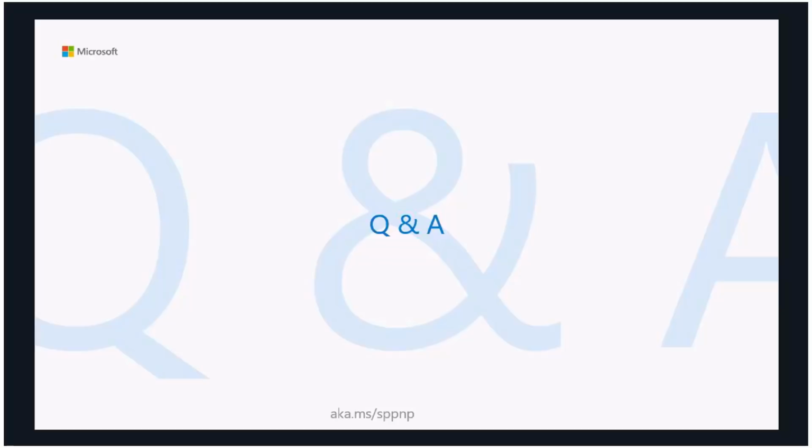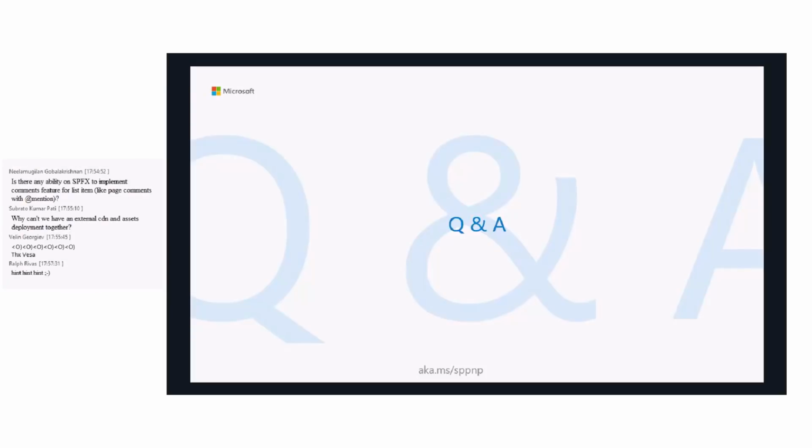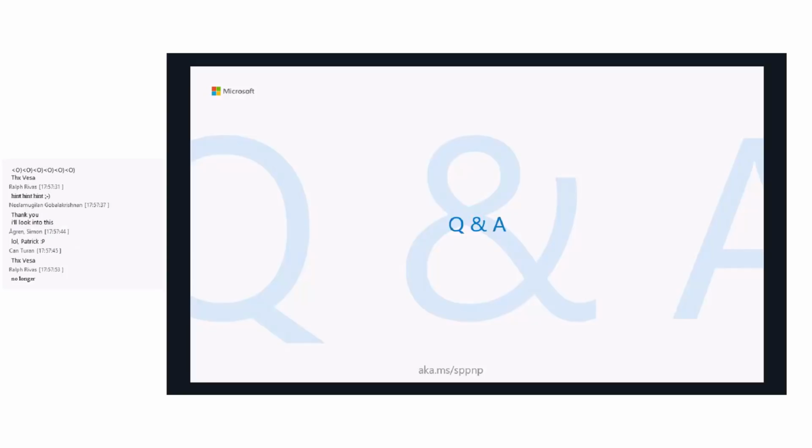Yes. Patti is asking, why can't we have an external CDN assets deployment together? I don't quite understand the question. You can absolutely have an external CDN to host your assets, or you can choose to tell SharePoint, hey, SharePoint, host my assets automatically. So there is no need to use external CDNs in SharePoint Framework development, because SharePoint will host your assets automatically regardless of whether the CDN setting is enabled or not. That used to be the case. External CDN was needed at some point, but it's no longer needed starting from the 1.4.1 version.